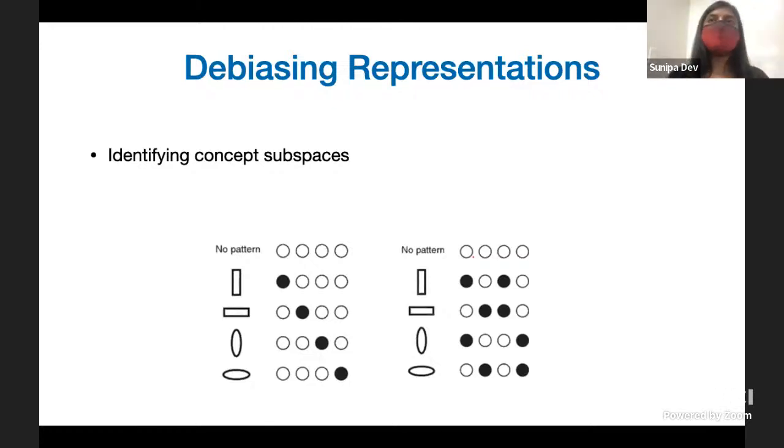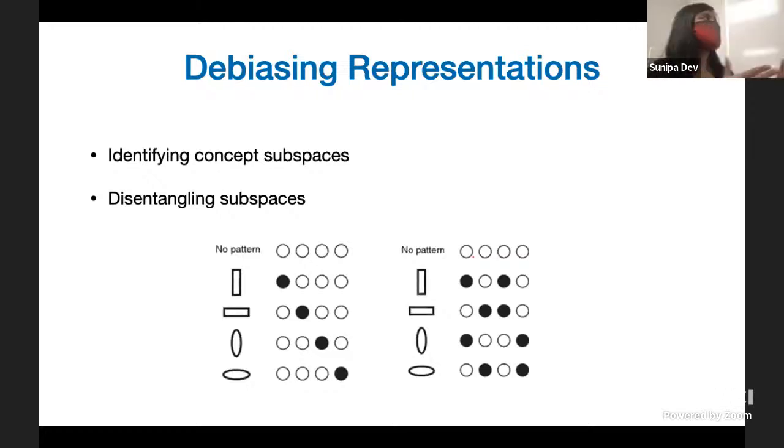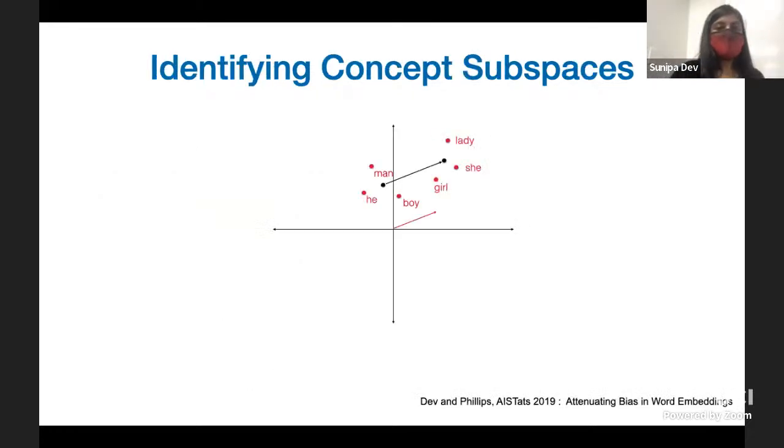But secondly, when we try to mitigate bias, we have to do it without perturbing any of the extraneous information. We cannot reduce bias at the expense of losing out on meaningful information. And that has to be a balance that we consider. So let's go over some aspects of this. Identification of concept subspaces, actually, there are different ways of going about doing it.